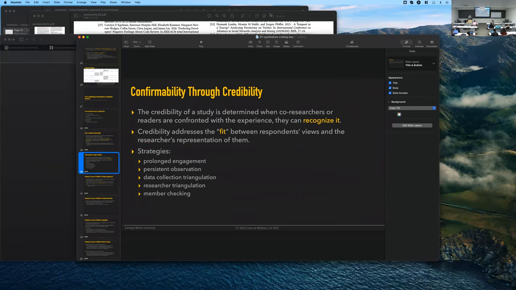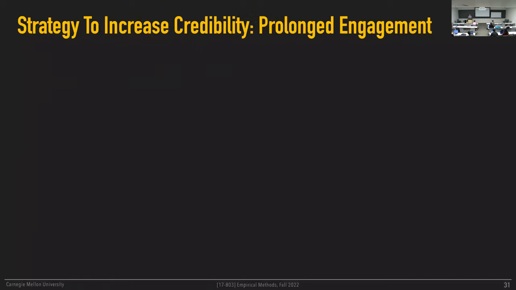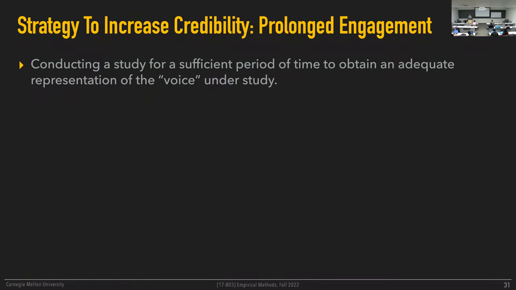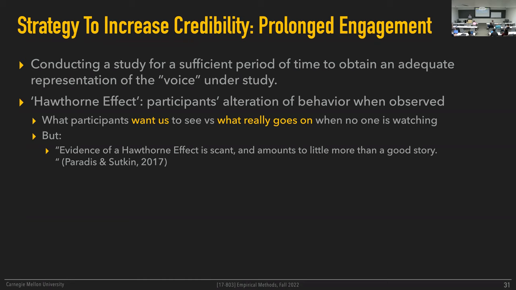Right, so that was one of the strategies. Member checking was one of the strategies to increase credibility. What else did we have? We had prolonged engagement. This means don't cut the study short, or the interview short, until you've had enough time to collect all the data you need and to understand what's going on.